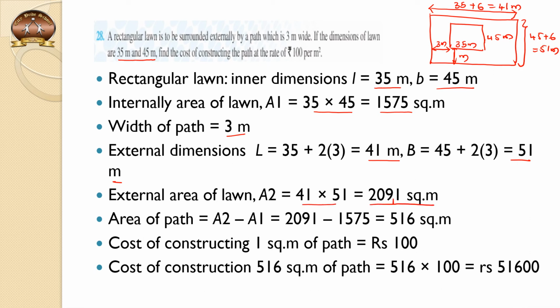Now we will subtract the areas to find out the area of the path, and that will be equal to 516 square meter. Now let us see what is the cost of constructing. For 1 square meter of the path, to construct, I require rupees 100. So 516 square meter will require rupees 51,600.